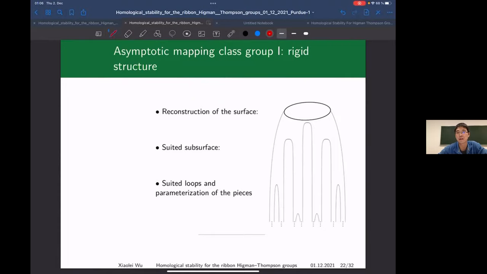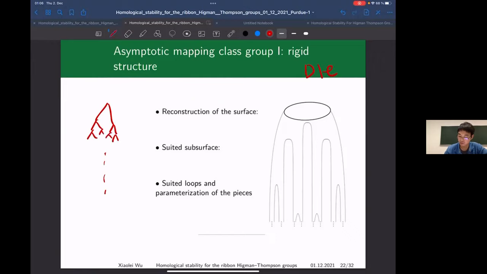What they want is to give an infinite type surface, that's the disk minus Cantor set, a rigid structure so that this surface will have exactly very parallel properties to infinite binary trees. So on this side, we have infinite rooted binary trees, right? And on this side, we have the disk minus Cantor set.